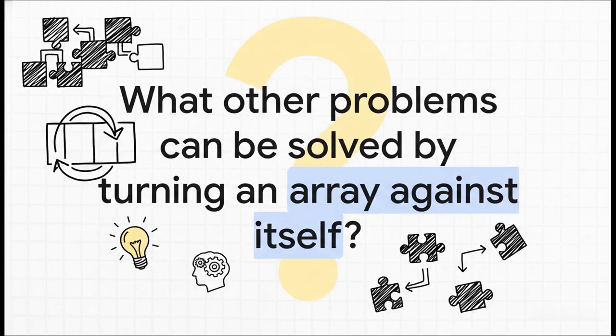And that kind of leaves us with one last question to chew on. This whole technique, turning an array against itself to store data, it's unbelievably powerful. So you have to wonder, what other problems out there that seem impossible could be cracked wide open with this same kind of thinking?